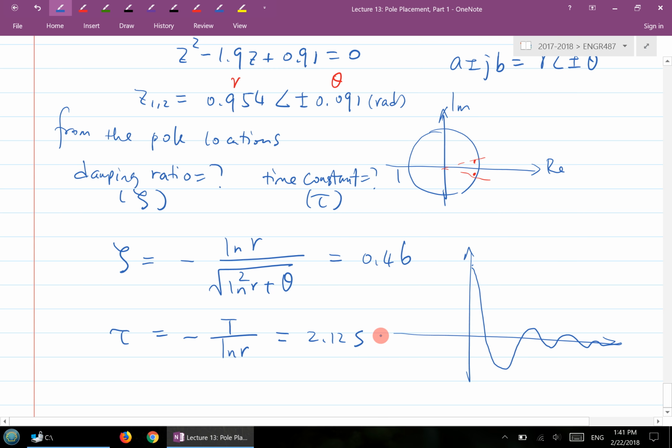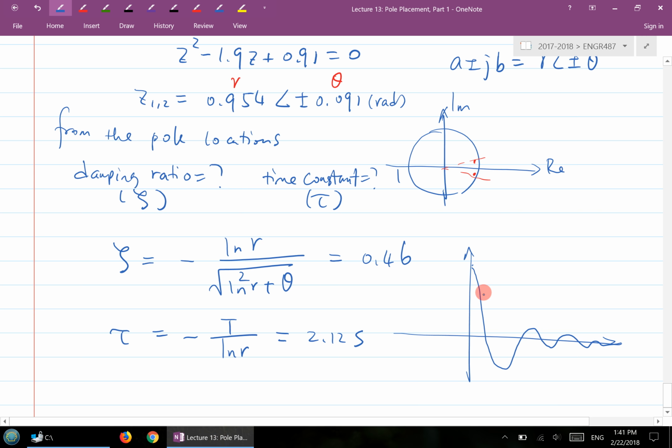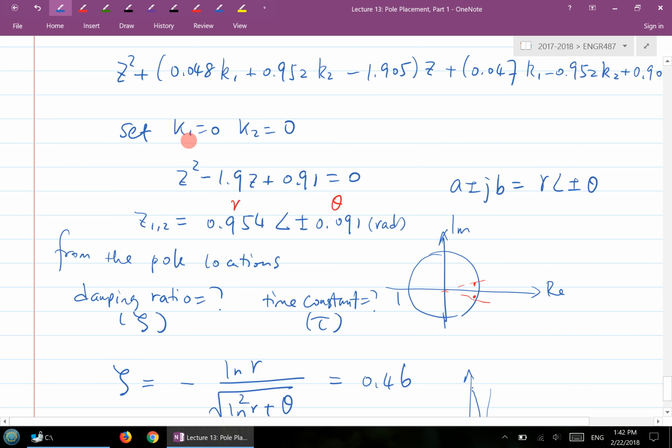Basically, the definition of time constant is how much time it takes to reach, not 90%, 63% of the steady state value. So from here, how much time does it take to reach 63%? In this case, it's approximately 2.12 seconds. That's the type of response you would expect with your choice of feedback gains K1 and K2. Does that make sense?